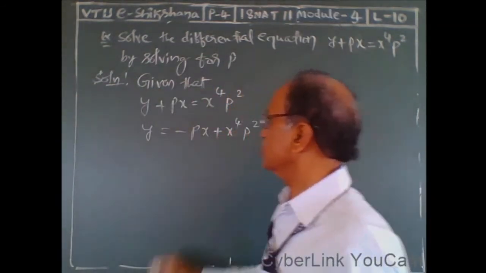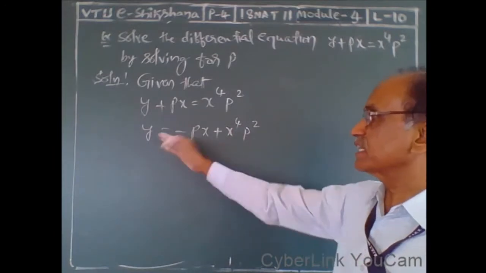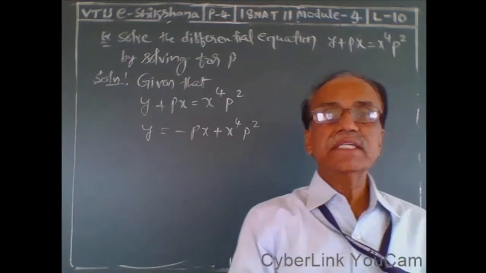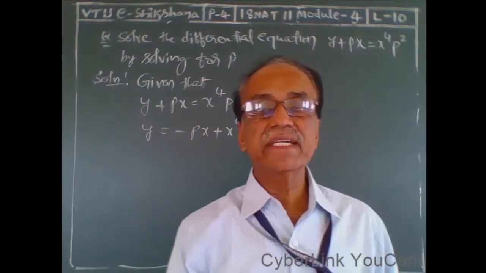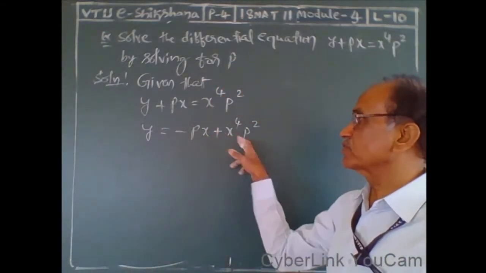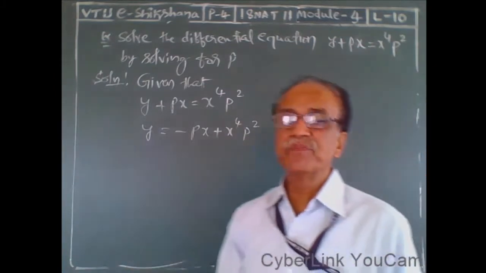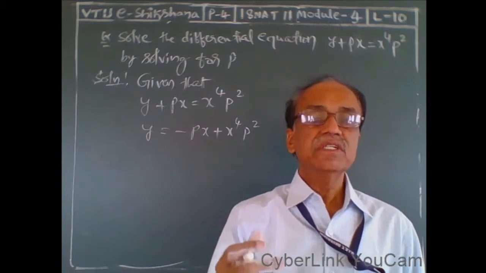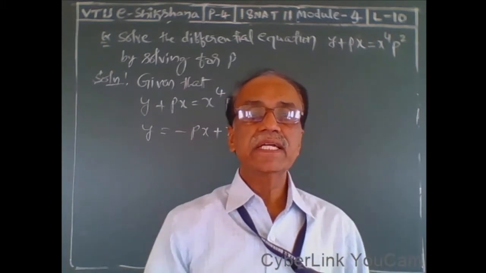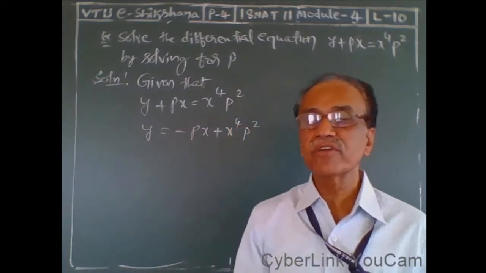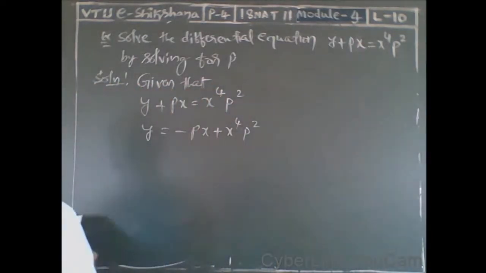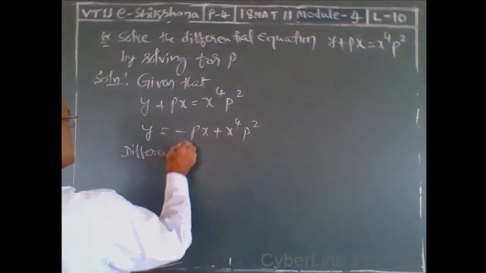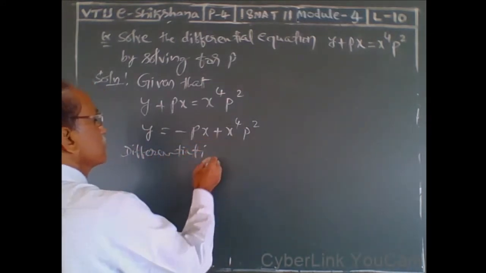Directly, since it is quadratic in p, you can write the values, but the solution will not be that easy in that method when we write two roots of the quadratic equation. So we slightly take a different procedure. We take the differentiation and then we can simplify. Later we can find the values of p. So let me proceed in that way. Then differentiating with respect to x.